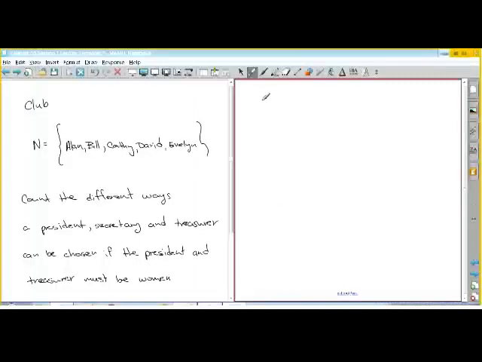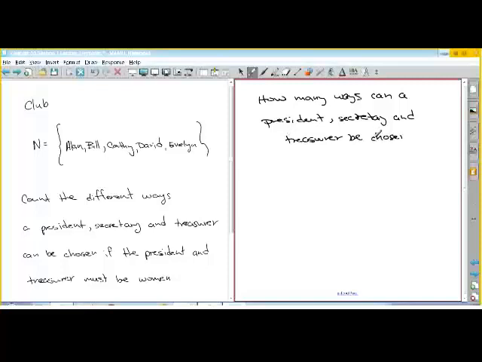So we still have the same club. How many ways can a president, secretary, and treasurer be chosen?